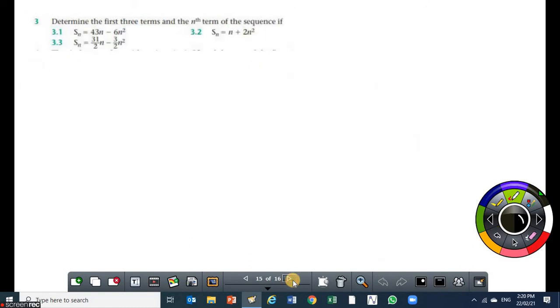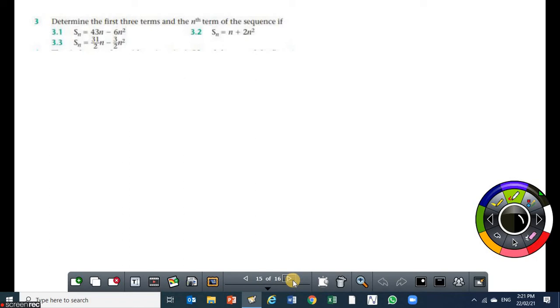Then question 3. In question 3, we are now bringing in questions with the series notation. No need to get confused. Sn means the sum of terms in an arithmetic series. So the question says, determine the first 3 terms and the nth term of the sequence.